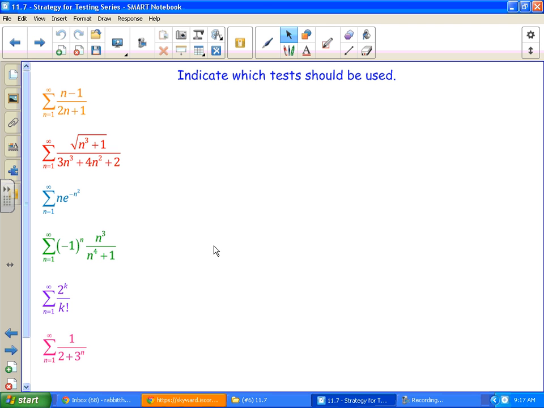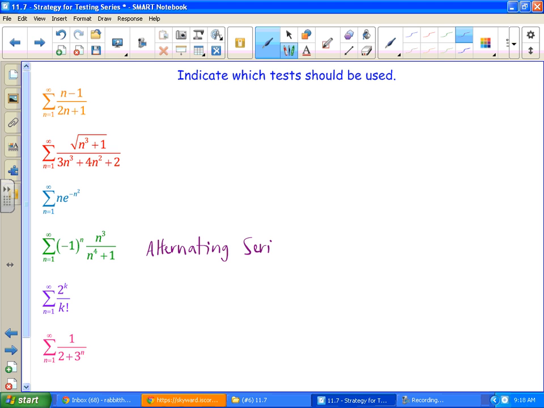And then obviously in your homework you're going to have to use the test. Okay, any of these that we think we know just right off the bat? This one here? Alternating, probably, right? I'd probably use the alternating series test.